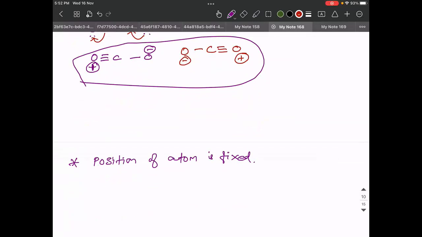The adjacent atoms should not have the same charges. If one has plus, the adjacent one should have minus. If you have the same charges adjacent to each other, it doesn't work, because like charges repel each other. So it should have the same number of unpaired electrons.